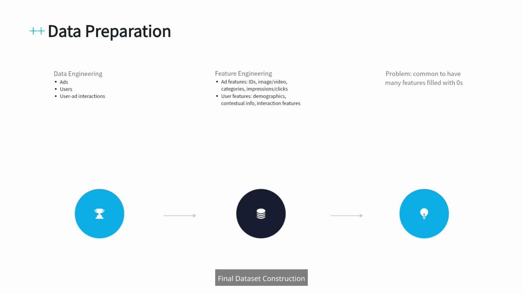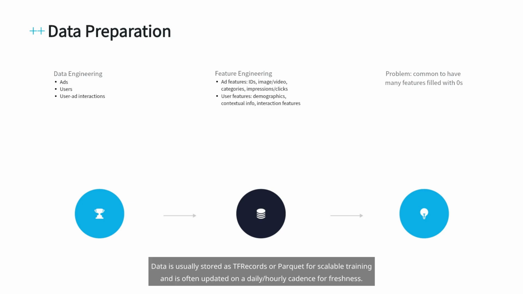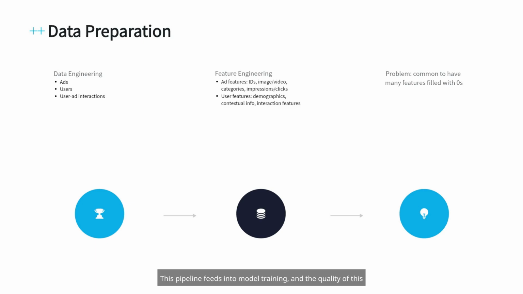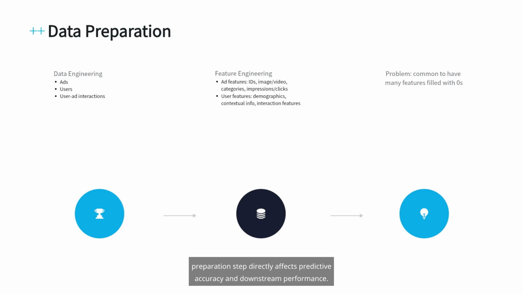5. Final dataset construction. The final training dataset consists of input: user features, ad features, context. Output: click label, 0 or 1. Data is usually stored as TF records or Parquet for scalable training and is often updated on a daily or hourly cadence for freshness. This pipeline feeds into model training, and the quality of this preparation step directly affects predictive accuracy and downstream performance.